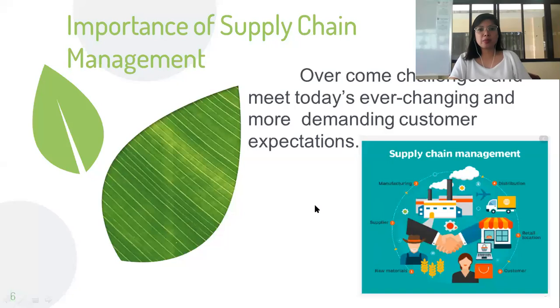Okay, so the importance of supply chain management. This overcomes challenges and meets today's ever-changing and more demanding customer. So as we accept the needs and wants of the customer, we are going to produce it. So having a managed or organized supply chain, we are able to overcome such challenges for the expectations of our guests, to have their satisfaction. So if the supply chain is managed properly, there will be no problem. There will be no customer complaint.